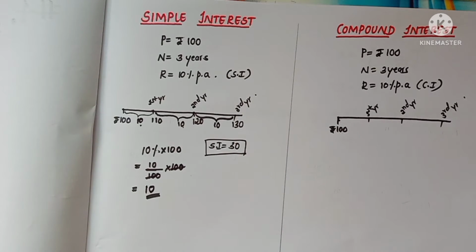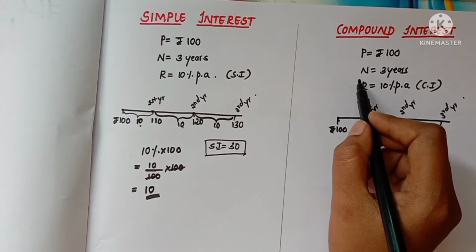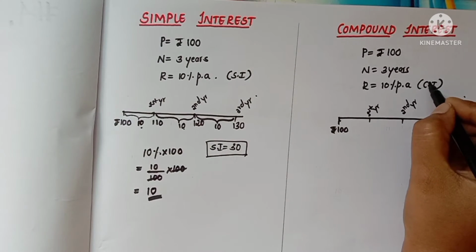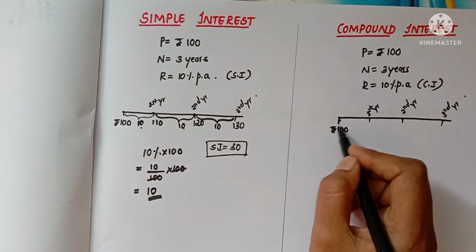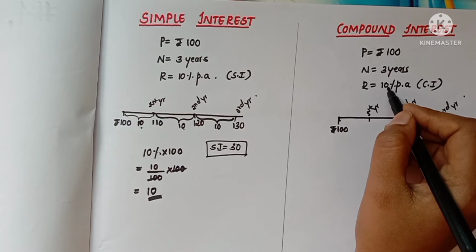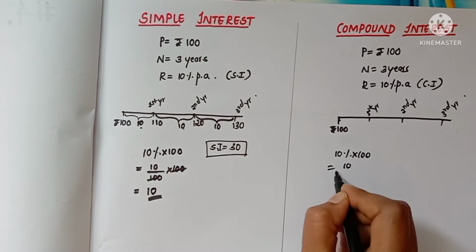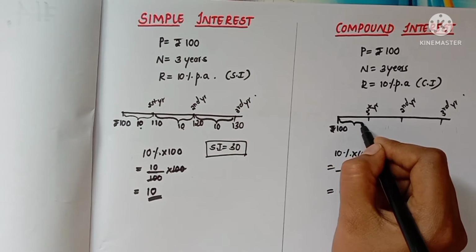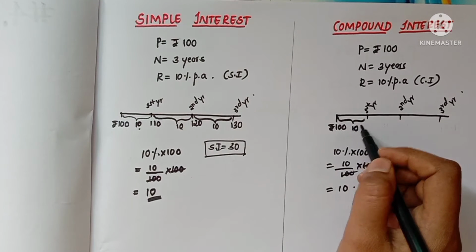So let us understand the same example in compound interest. So what is P? That is, principal is rupees 100, and the number of years is 3 years, and the rate of interest is 10% per annum. It is compound interest. So the principal amount is rupees 100 and the rate of interest is 10%. So what is 10% of rupees 100? This will be 10 only. So for the first year, the interest is 10 rupees. So the principal amount plus the interest will be what?